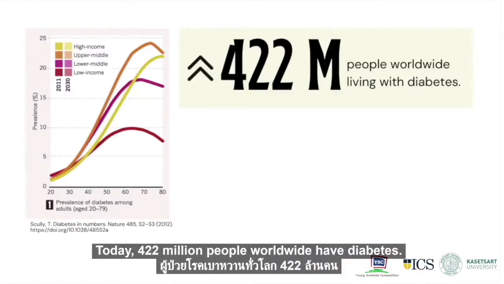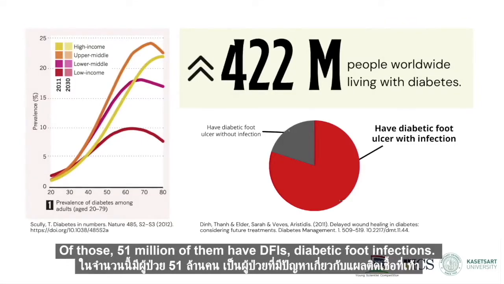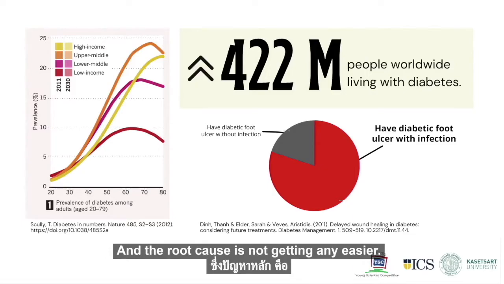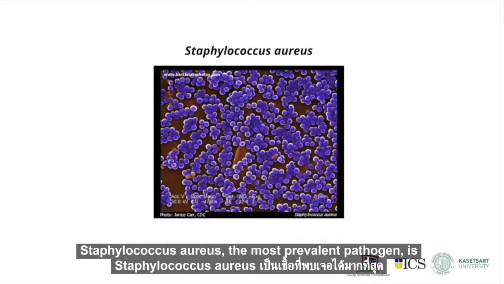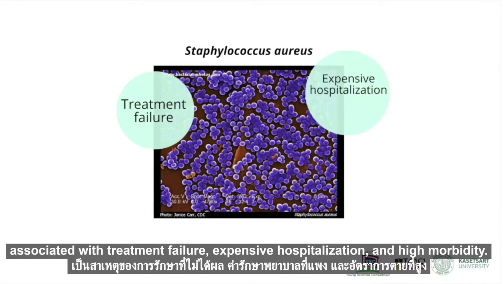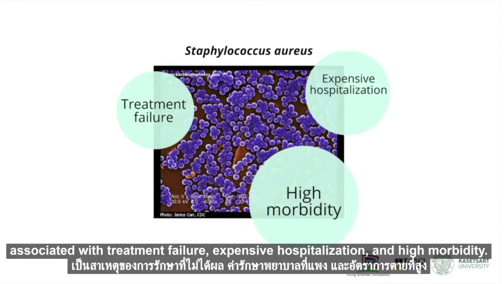Today, 422 million people worldwide have diabetes. Of those, 51 million of them have DFIs, diabetic foot infections, and the root cause is not getting any easier. Resistant DFI causing bacteria are increasing. Staphylococcus aureus, the most prevalent pathogen, is associated with treatment failure, expensive hospitalization, and high morbidity.